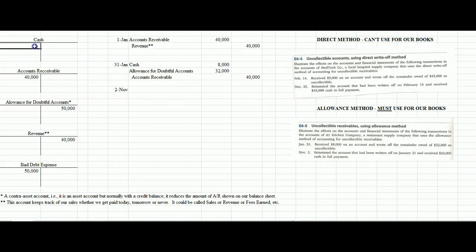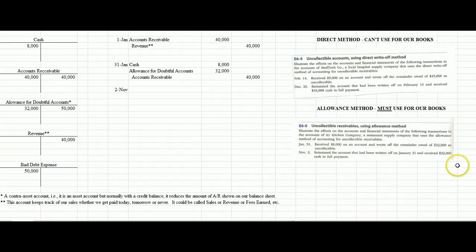Okay, so let's post these so we can see what's happening. We have $8,000 worth of cash coming in. This account receivable comes off our books, and that makes sense because we decided that we aren't going to get paid, and we use up $32,000 of our allowance for doubtful accounts. We don't debit bad debt expense again because we've already booked that previously.